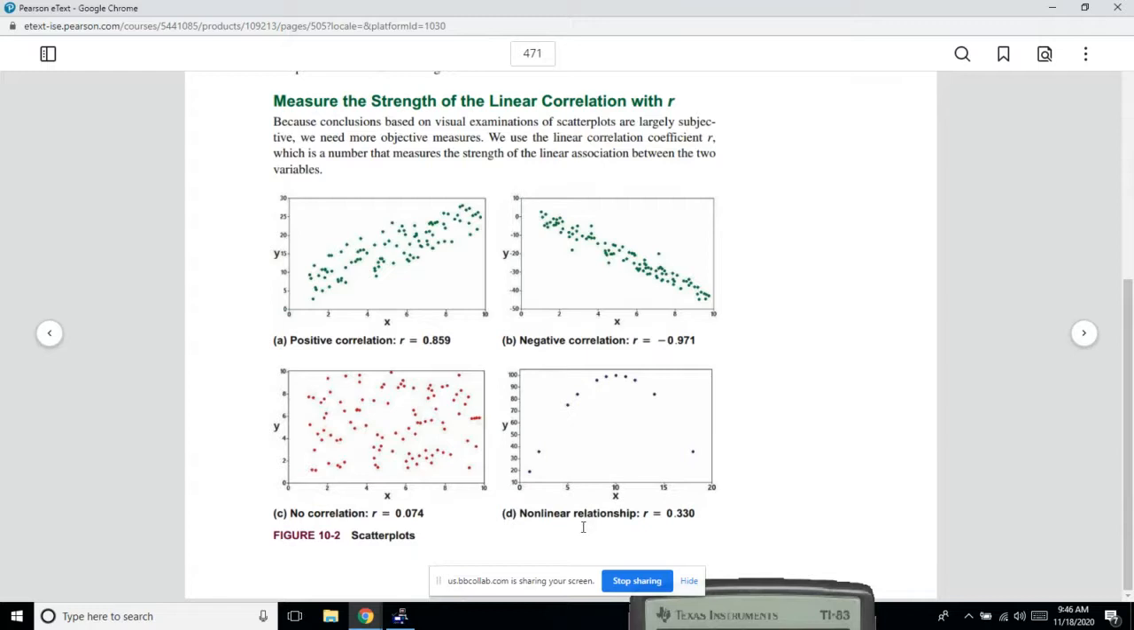If we look at our last figure, D, as we read this graph from left to right, it's not a linear pattern. It's more like a parabola, which is not linear. What we're searching for are linear correlations. So looking at this last figure, there's no linear relationship and it's estimated to be 0.33.